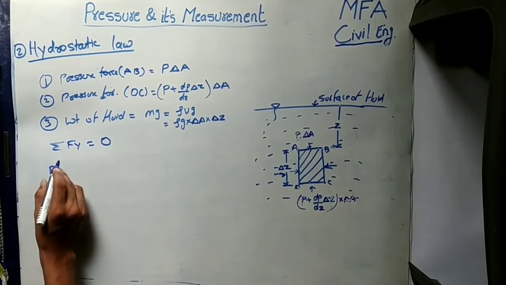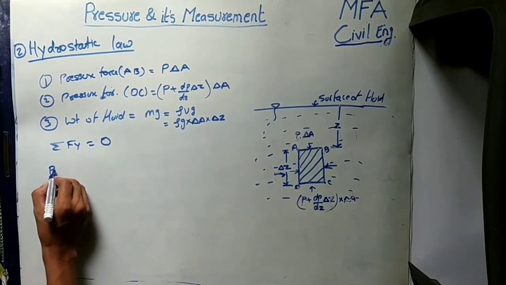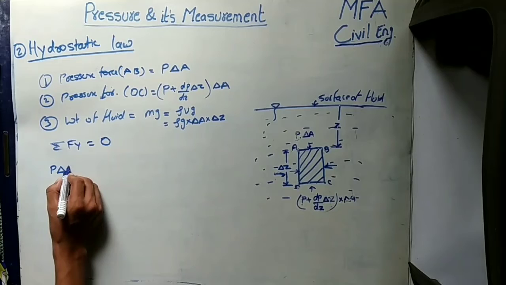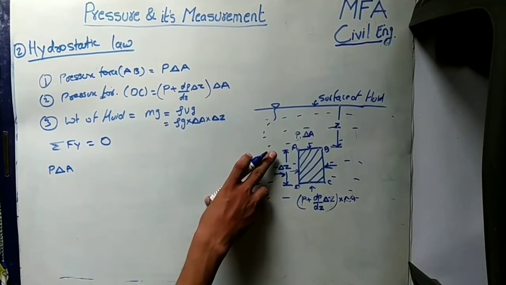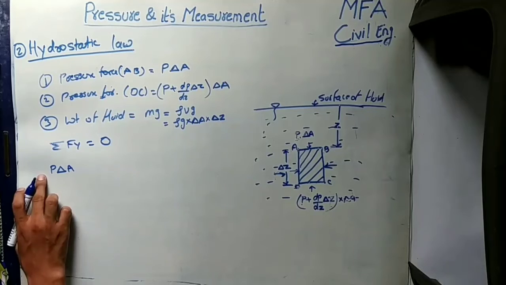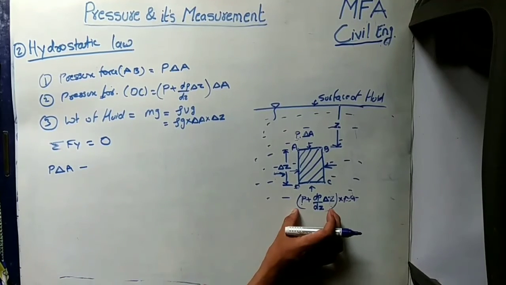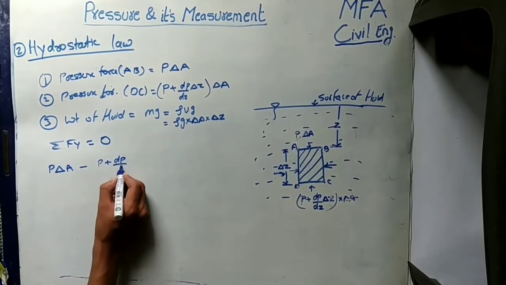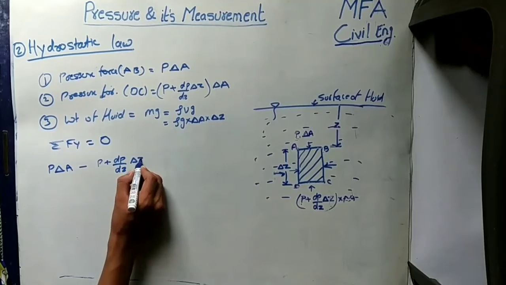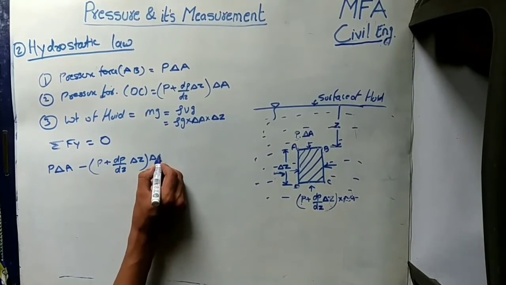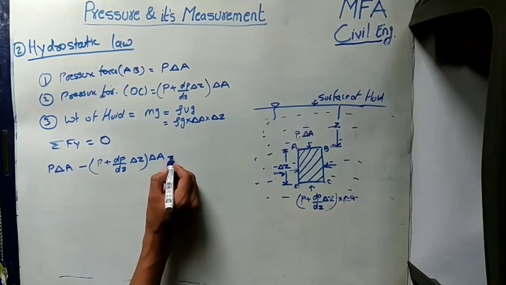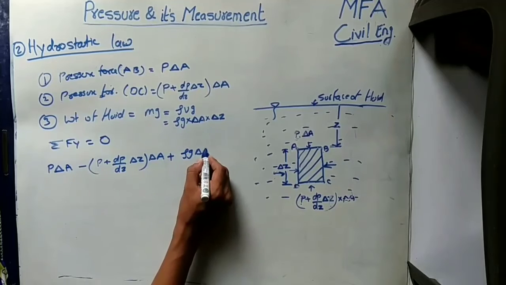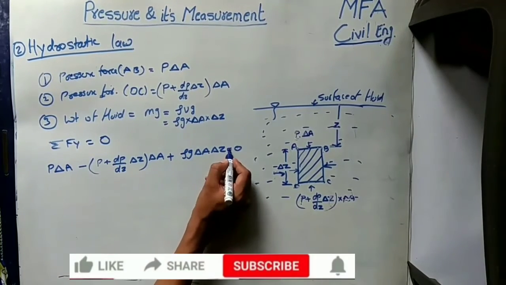Now the forces which are acting on the fluid: first is P, the force along the top side, equal to P times delta A. Considering forces acting in a vertically downward direction as positive, these forces act vertically upward, so they are negative: minus (P plus dP upon dz into delta Z) into area delta A. Now the weight of the fluid acts in the downward direction, so it is positive: rho g into delta A into delta Z, equal to 0.